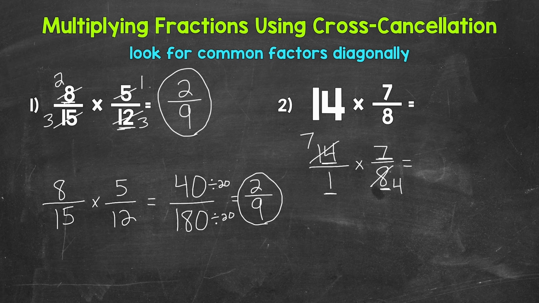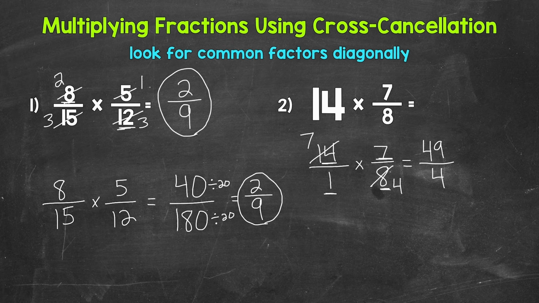So now let's multiply straight across, starting with the numerators. 7 times 7 gives us 49. And as far as the denominators, 1 times 4 gives us 4. So we end up with 49/4, which is an improper fraction. So let's convert this to a mixed number.